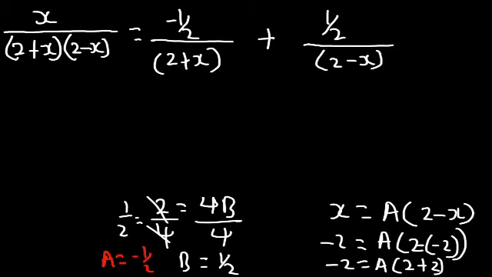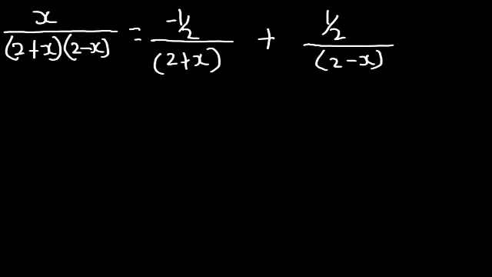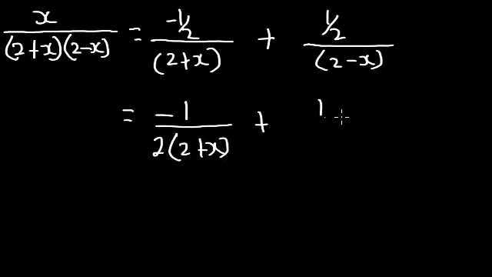So we can't leave our answer this way, we need to rearrange. And to do that, we need to use the concept of keep, change, and flip. So our final answer will be minus 1 divided by 2 multiplied by 2 plus x, then plus 1 divided by 2 multiplied by 2 minus x. Don't expand the bracket, just leave it that way. We have been able to split it into 2 other smaller fractions. And that is the solution to this problem.